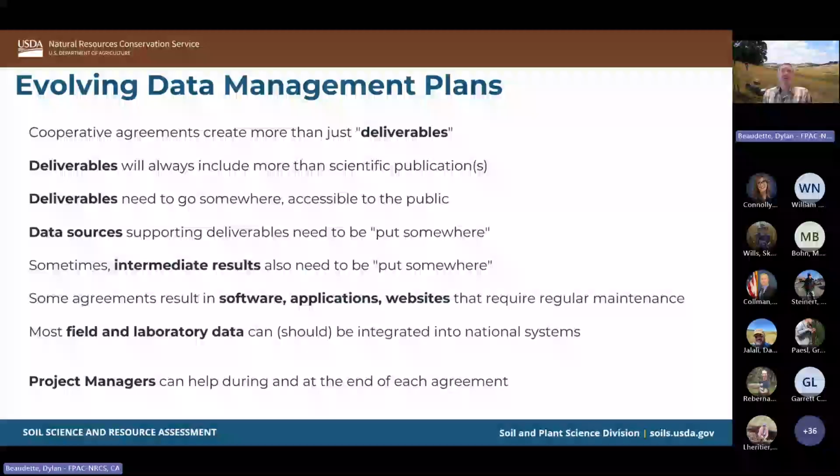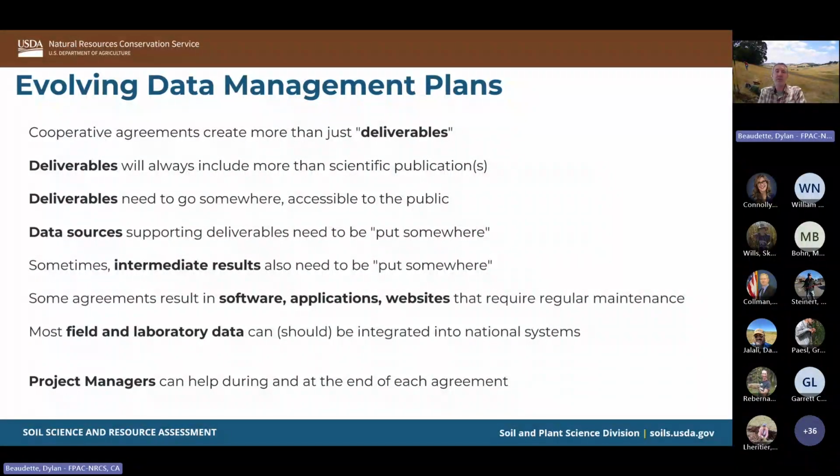I mean, clearly these publications have a lot of value to our cooperators and to our research staff. Those are the capital and the units of value that we're judged by. So those are very important as well. So the idea is that these deliverables need to go somewhere and always be accessible to the public. Publications, that route is fairly clear, so I'm not going to elaborate on that.